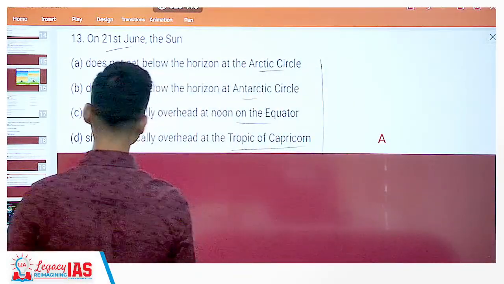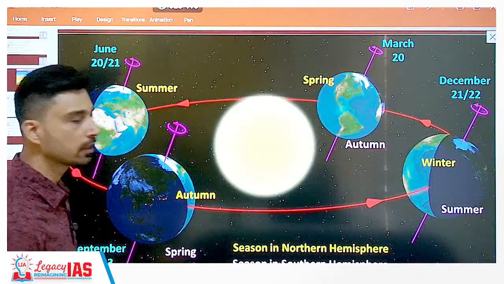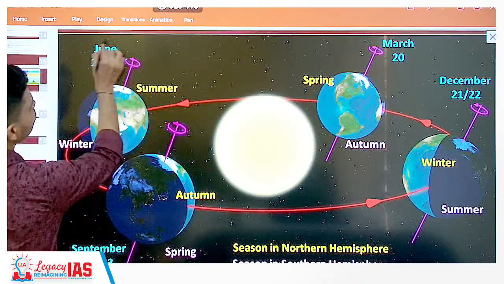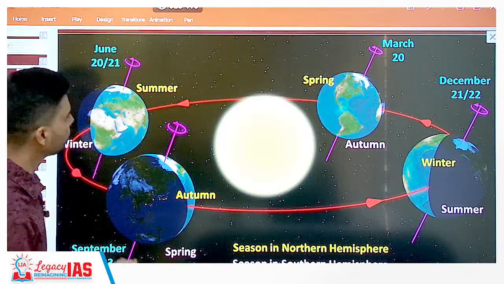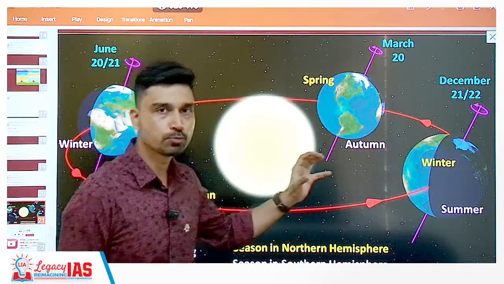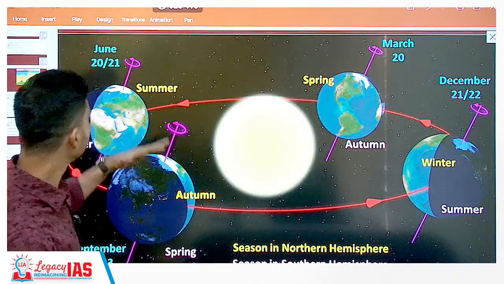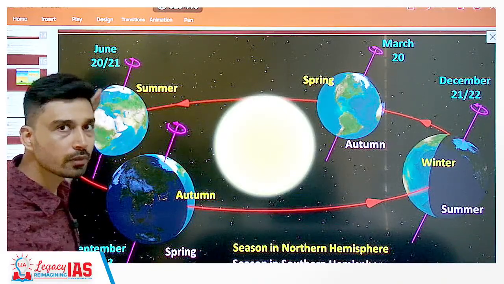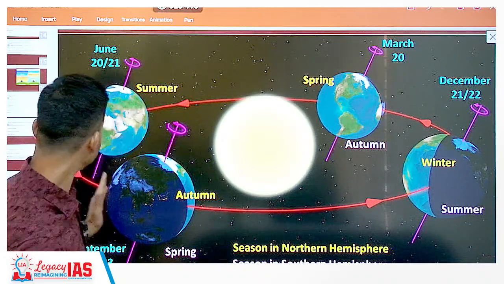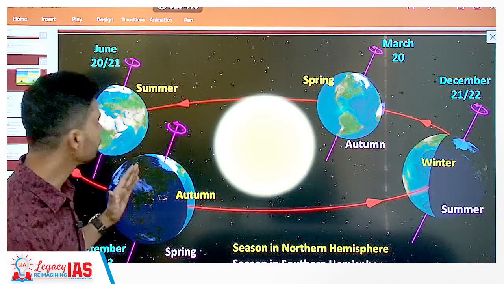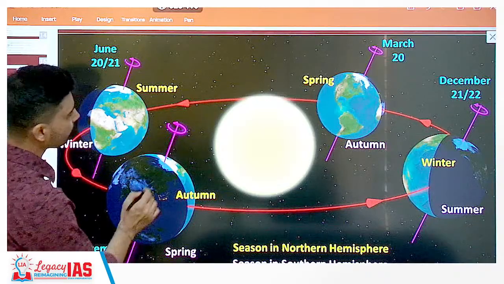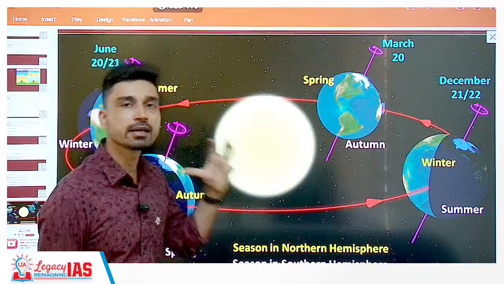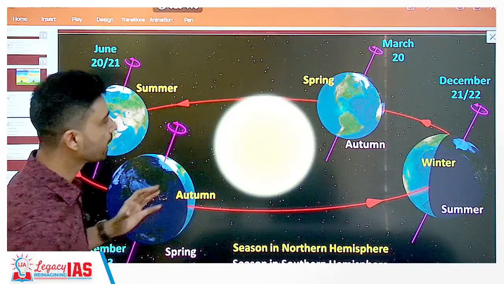So we can take a look at the revolution of Earth around the sun, and the date that is mentioned is 21st of June. As we can see from here, on 21st of June, the position of Earth with reference to sun is something like this. That means its northern hemisphere is inclined toward the sun, while the southern hemisphere is inclined away from the sun. So that is why at this time the sun is shining directly overhead at the Tropic of Cancer.